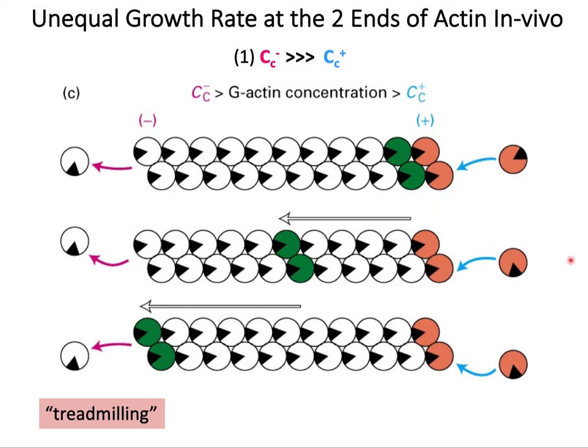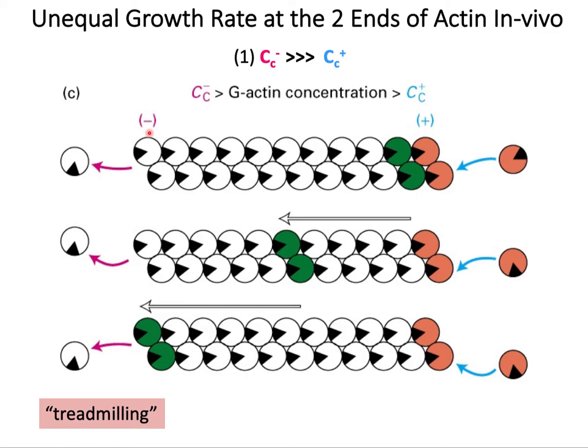Now, this unequal growth results in a very interesting phenomenon known as treadmilling. Treadmilling is the apparent movement of monomers through the filament from its plus end to the minus end, just like they were moving on a treadmill. So as you get continuous addition to the plus end right here, you get a continuous loss at the minus end. If you could track some of the monomers, you can easily do this by adding GFP actin.